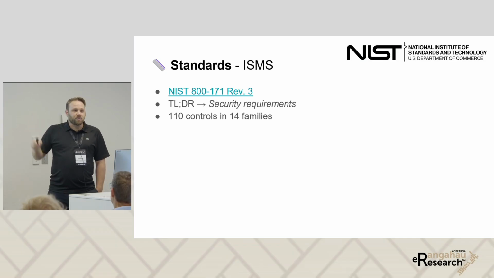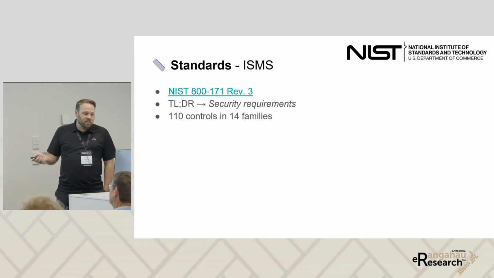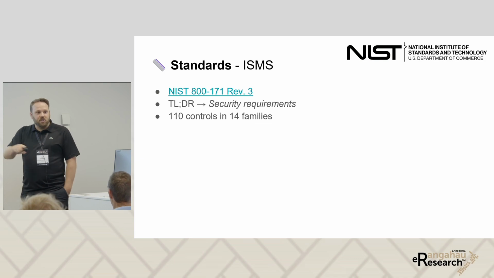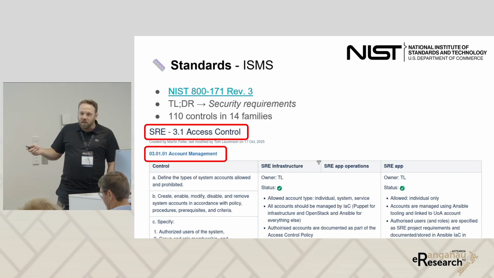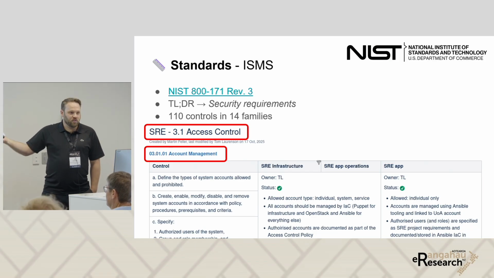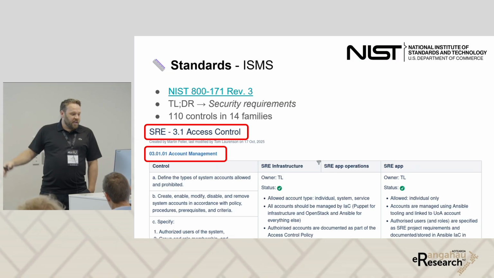It is a list of security requirements. There are 110. It is really long-winded. But the benefit of this is that it gives us a list of what we need to do as people who would build this environment. If we look at one example here, we have a specific family called access control. They outline, I think it's about 14 different controls under access control.